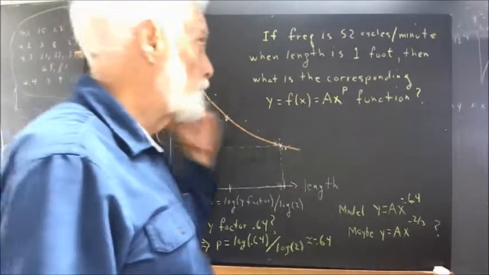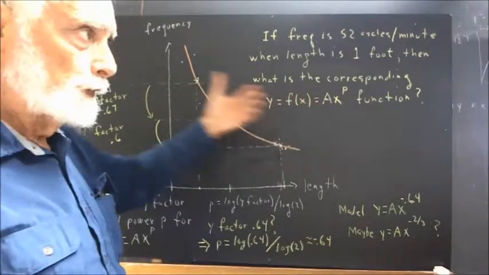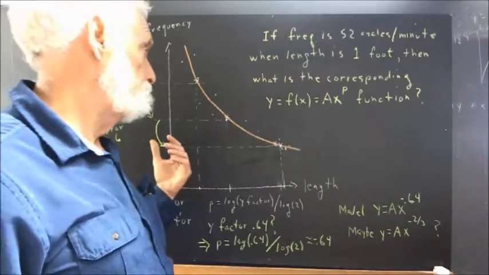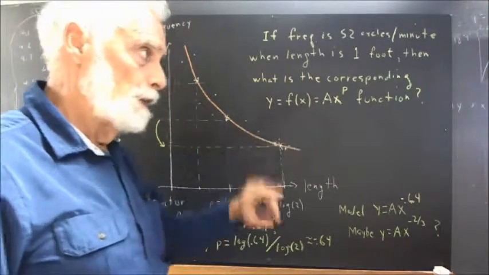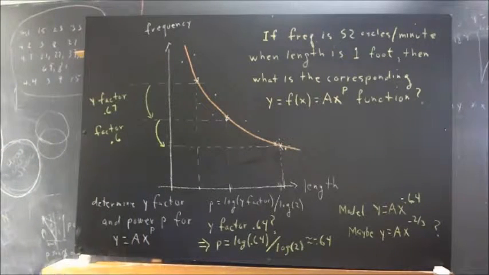So what would the function be? Now we've already seen how to use the value of x and a value of y and a value of p to determine the value of a in a function of this type. So I expect that you can proceed and do that. In the next video, we'll actually do it.